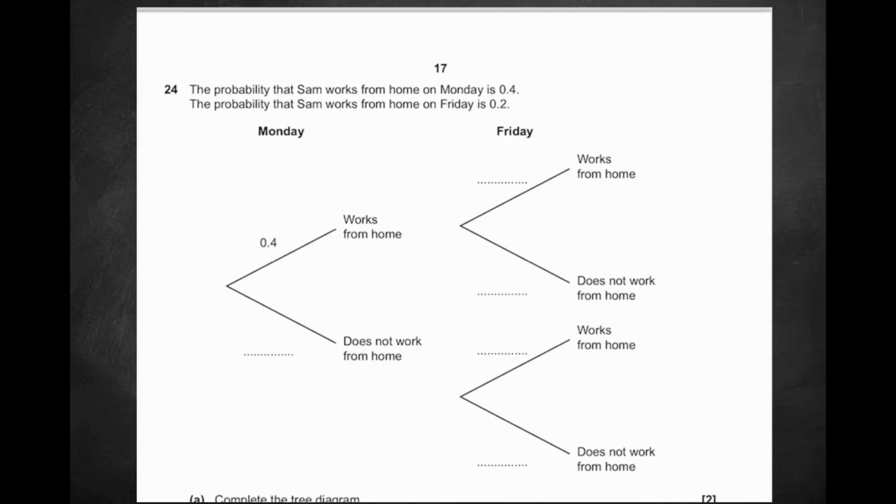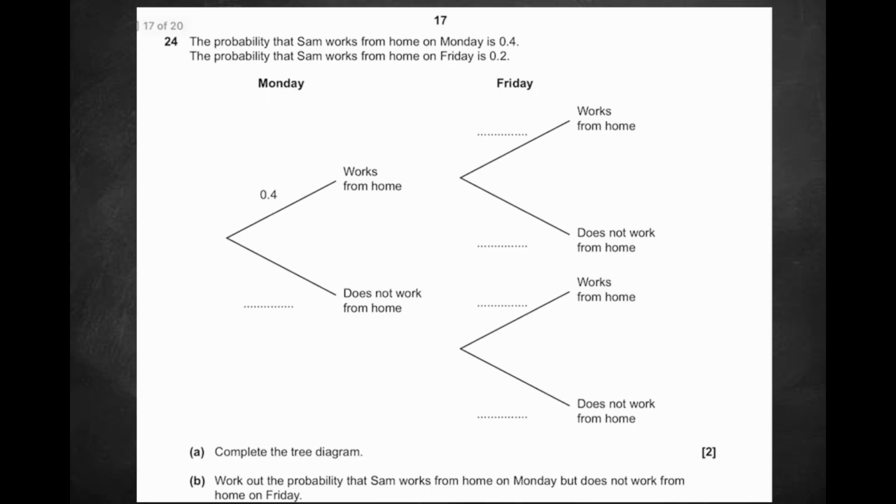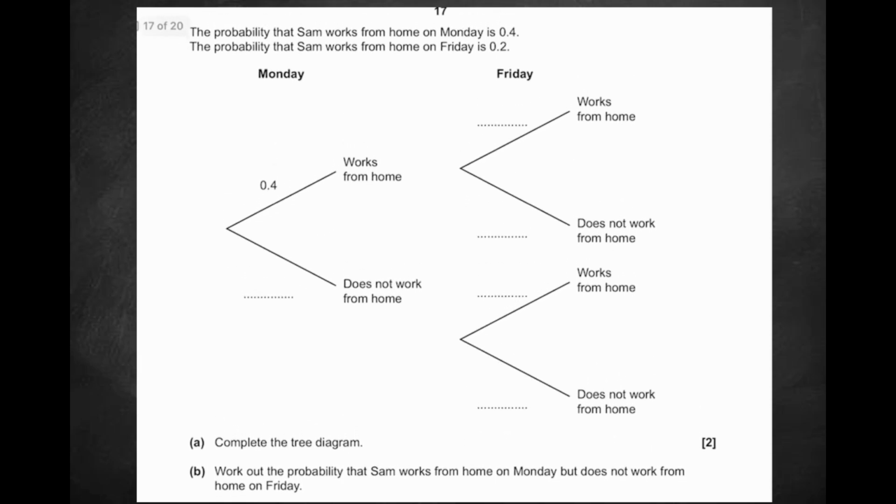Question 24. The probability that Sam works from home on Monday is 0.4. The probability that Sam works from home on Friday is 0.2. Complete the tree diagram. So we're saying Sam works from home Friday is 0.2, so all I need to do here is put 0.2 in each of the work from home bits, and they should always add up to 1. So we need to put 0.6 in here, 0.8 in here, and 0.8 in here.